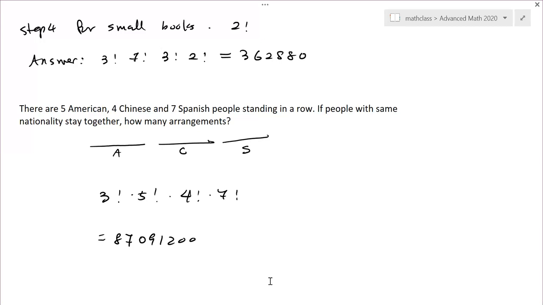Why do we have to study this type of problem? When you design a telephone number, for example, how many digits should be in the telephone number? It depends on the population of the country.